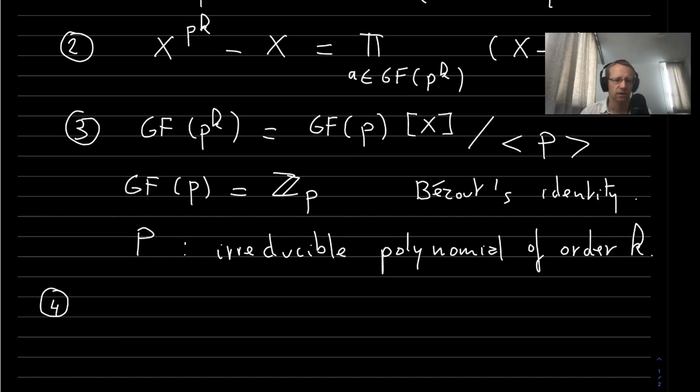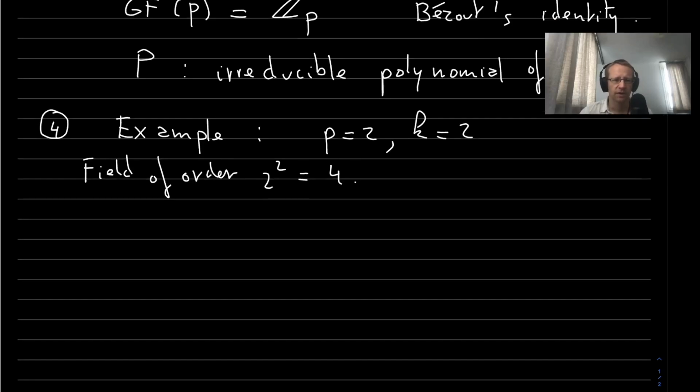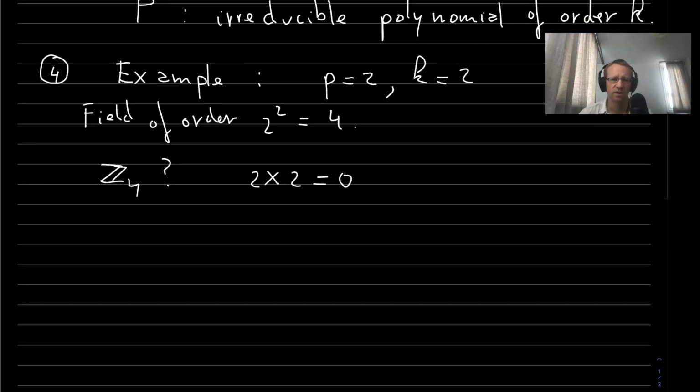So let's look at the simplest non-trivial example of this construction. Let's take p equal 2 and k equal 2, and let's try to construct the field of order 4. So you might try Z4, but that is bound to fail because 2 times 2 is 0. So if 2 has an inverse, then 2 is equal to 0, and therefore this is not a field.